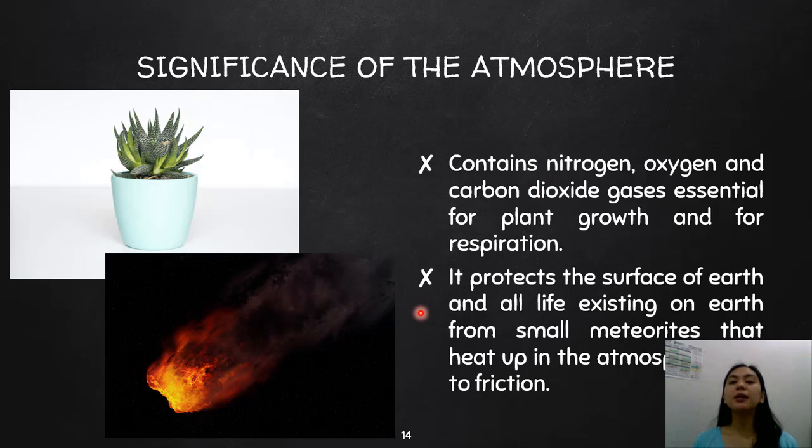So, another one is that it protects the surface of Earth and all life existing on Earth from small meteorites that heat up in the atmosphere due to friction. So our atmosphere, there's a certain layer there which we will tackle later on. May layer po yung ating atmosphere wherein pagdating dun sa layer na yun, kumbaga nababurn out or nagkakanda pira-piraso po yung mga meteors sa outer space. So of course, di ba, sa outer space may mga meteors, meteorites. Ngayon, our atmosphere serves as a protective shield since naproprotect niya tayo from those meteorites. Kung mayroong mga meteorites na nakakapasok dito sa part natin, hindi na po siya ganun kalalaki or it's not as damaging as it should be.